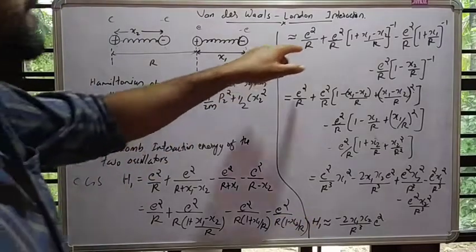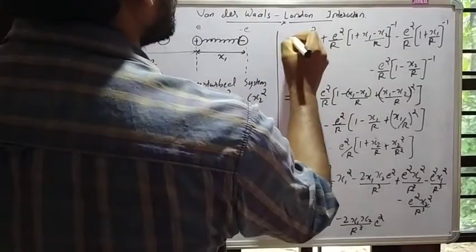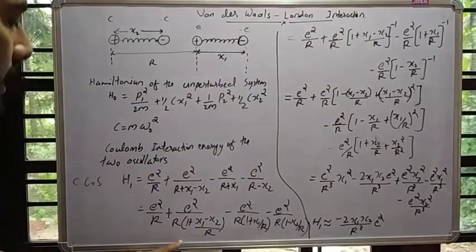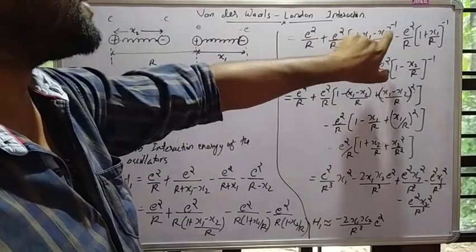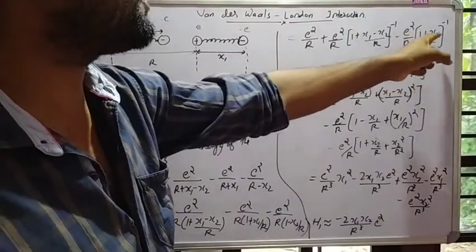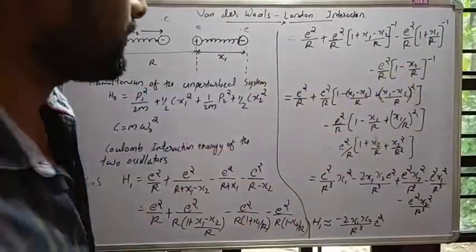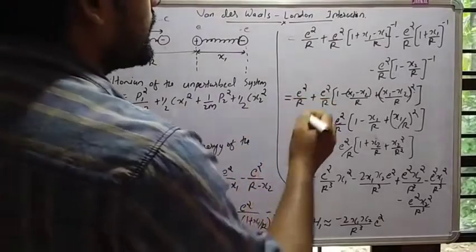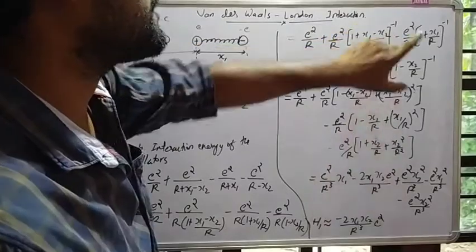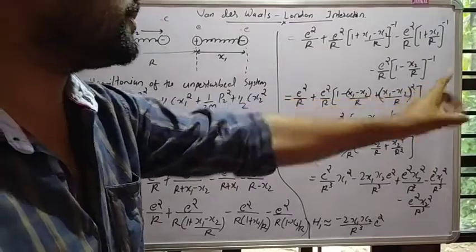This is equal to E square over R plus E square over R into 1 plus x1 minus x2 over R whole raised to minus 1, minus E square over R into 1 plus x1 over R whole raised to minus 1, and the last term is also like this. I am expanding each term as 1 plus x raised to minus 1, which is 1 minus x plus x square minus x cube, etc.